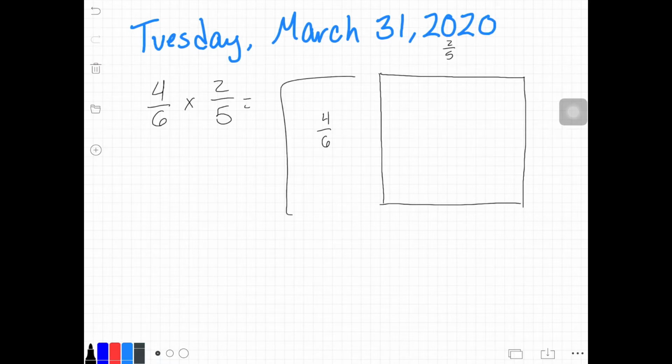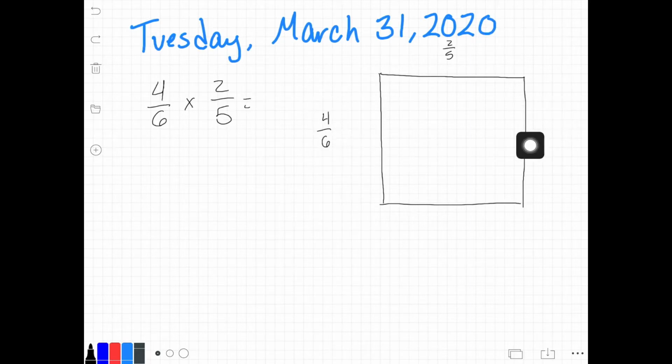I am going to split this side of the rectangle into 4/6. I'm going to split this side of the rectangle into 2/5. I know that seems a little confusing and a little weird, but I'm going to break it down for you guys to show you exactly what I mean, and I'll have you then follow along and you'll be able to do it on your own, okay? So the first thing I'm going to do is this 4/6 side.